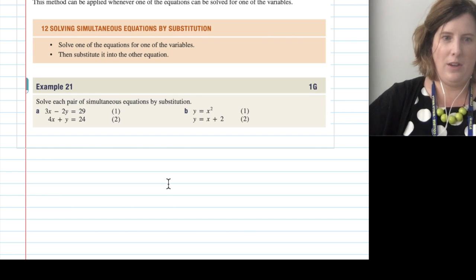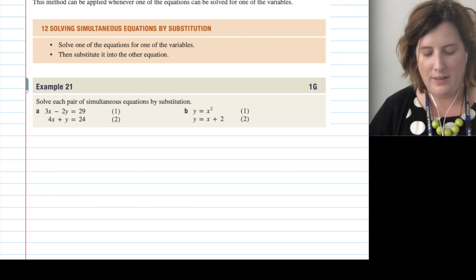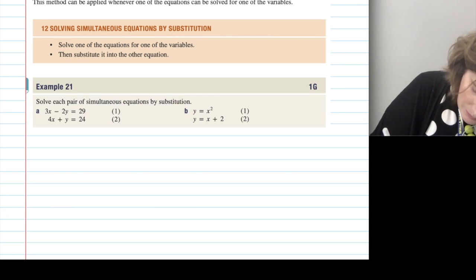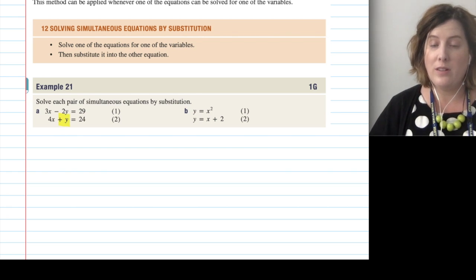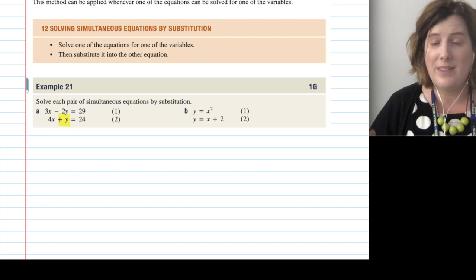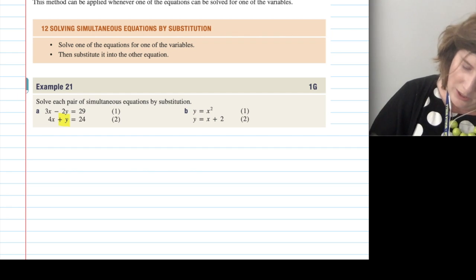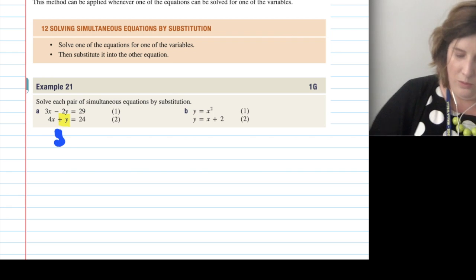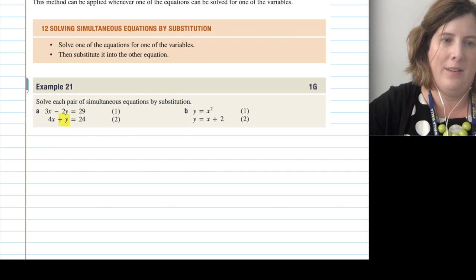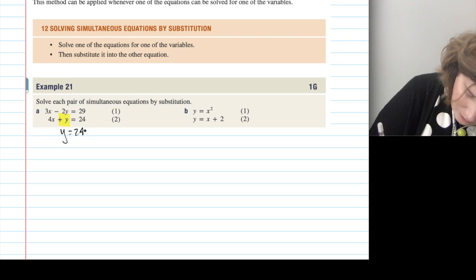So you can see when we have a look at the questions that we've got 3x take 2y equals 29, nothing easy there. 4x plus y equals 24. This plus y is screaming at me. That's telling me that I should rearrange that equation to end up with y equals, because it's going to be so easy to get rid of that 4x. I just need to subtract it. So let's have a look. We've got equation 2. Okay, we've got y equals 24 take 4x, and I'm going to call that equation 2a.